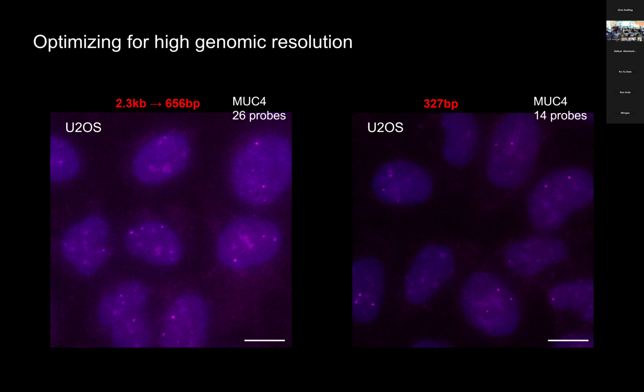We shrink it down to 300 base pairs. We can still see clear FISH spots with a little bit compromised label efficiency. So we're still in the process of trying to optimize this protocol. Our goal is to see if we can really label the DNA segment around 500 base pairs with this method.